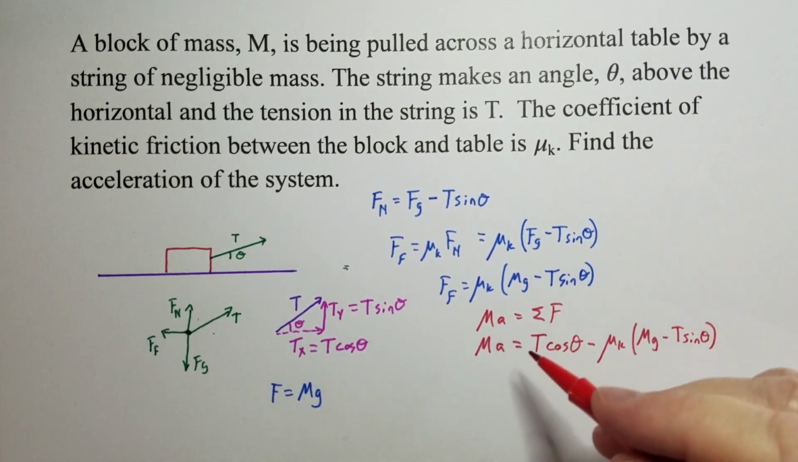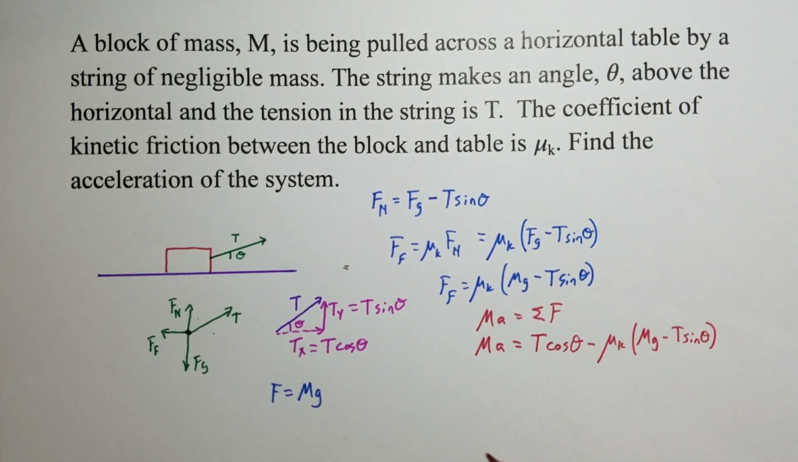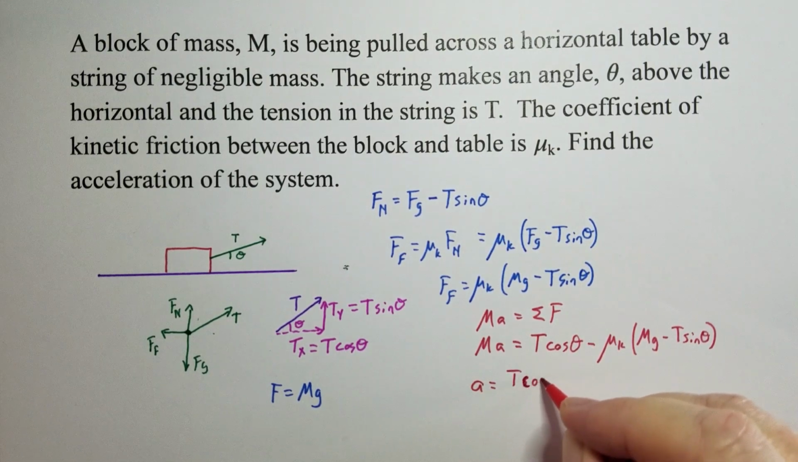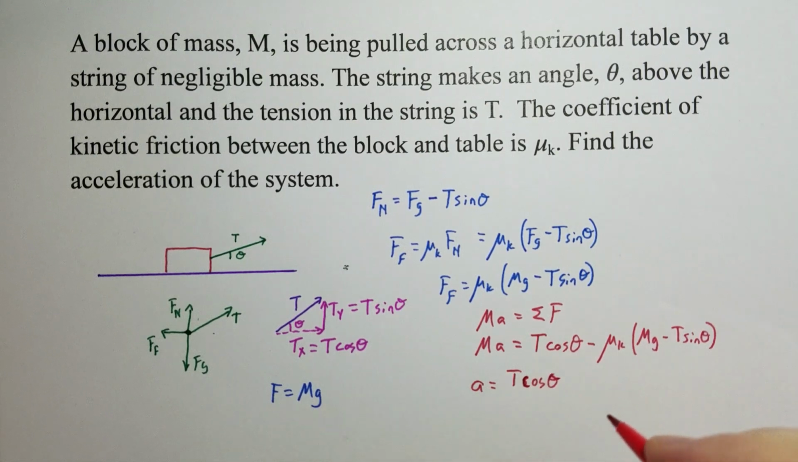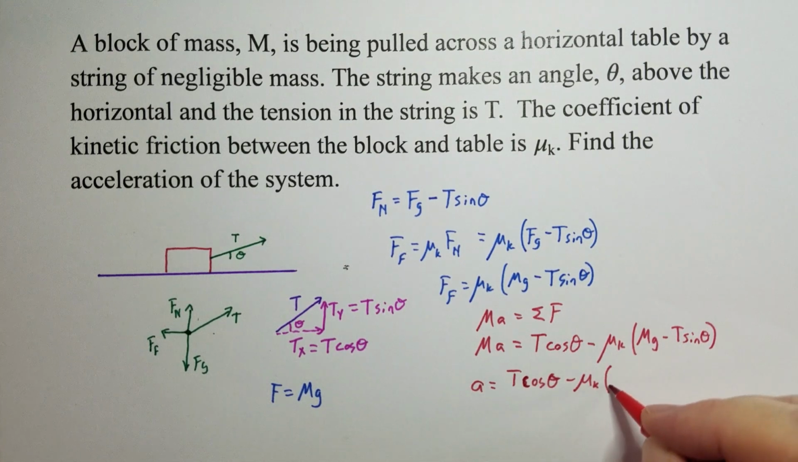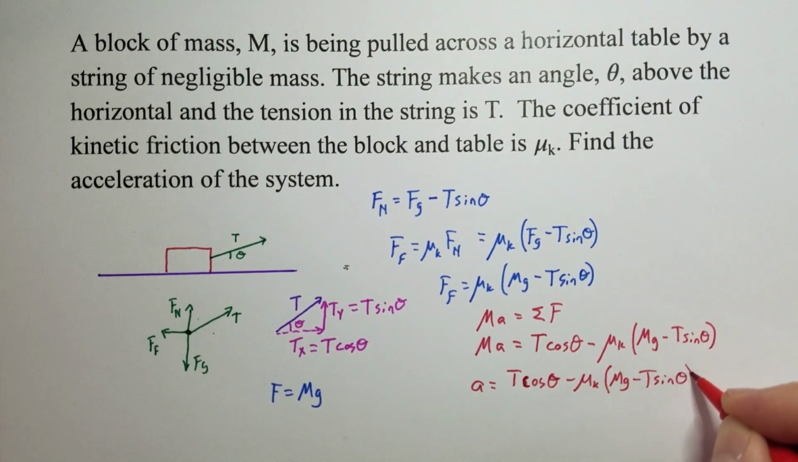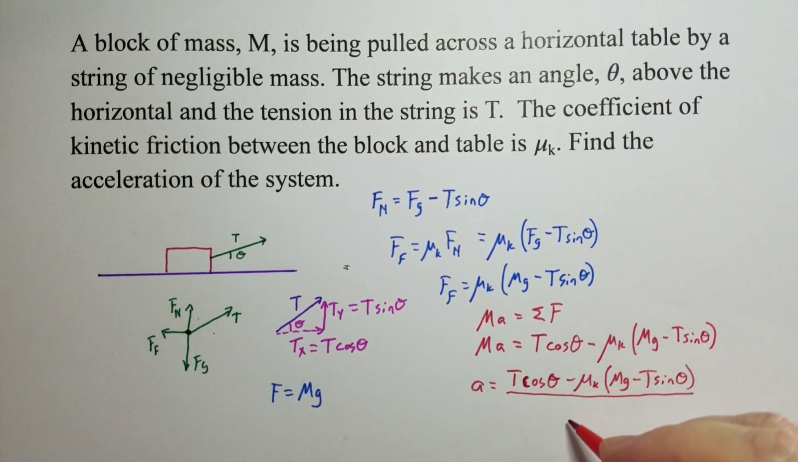Well, at this point, we've got some help because we just have to divide through by the mass. So the acceleration in our system is going to be T cosine of theta minus mu k, which is the coefficient of kinetic friction, times mg minus T sine of theta, with that whole thing divided by the mass of our block. Okay, so we got that figured out. Now, what happens if we're not on a horizontal table? Let's see what happens there.